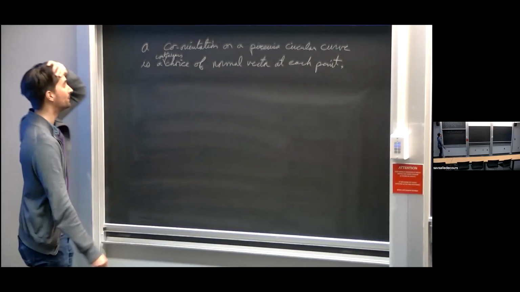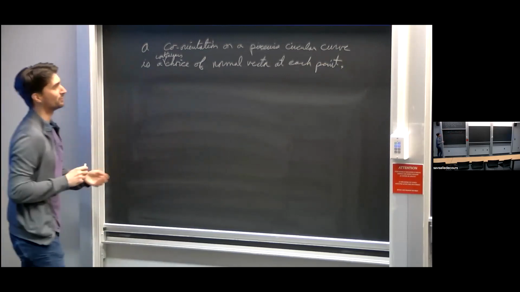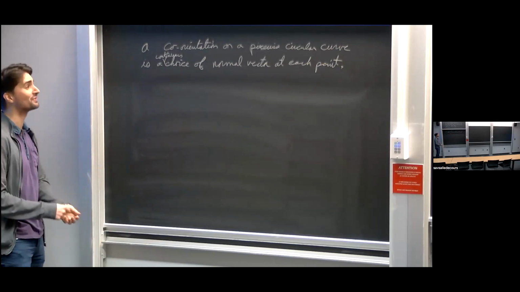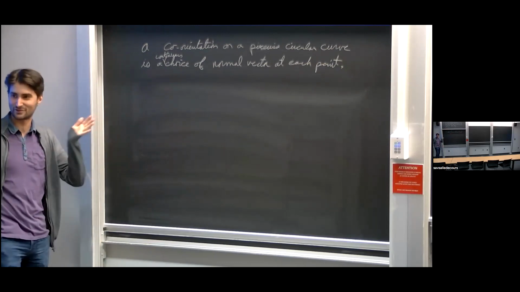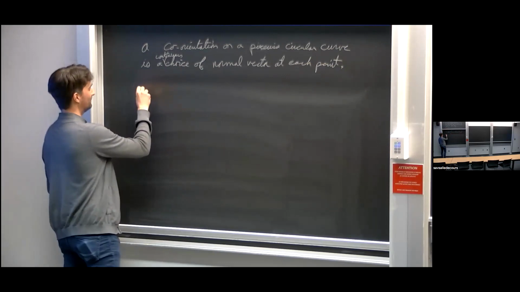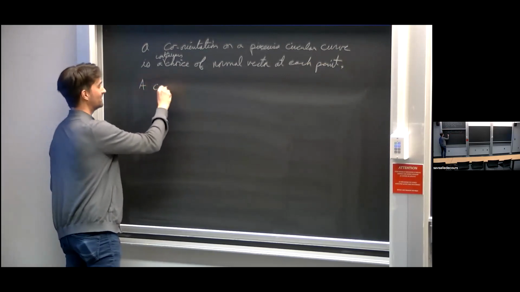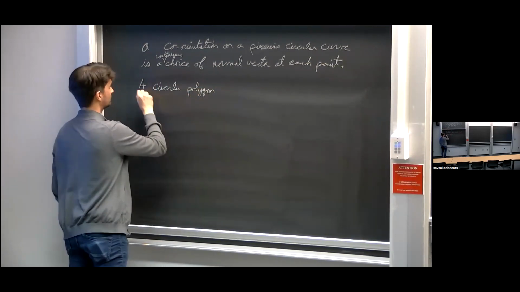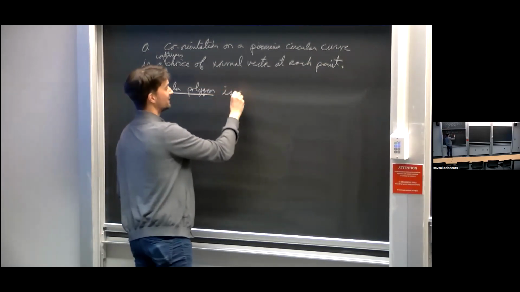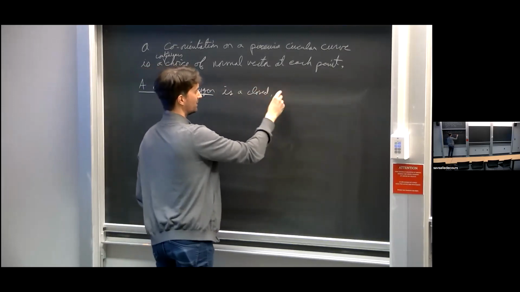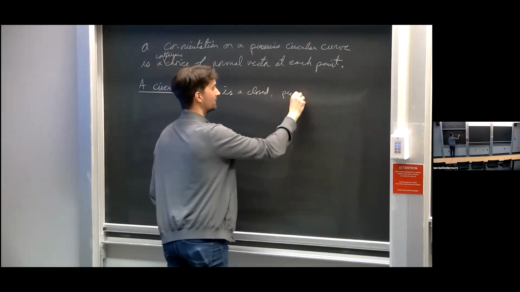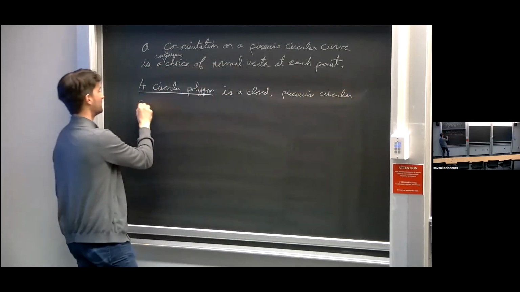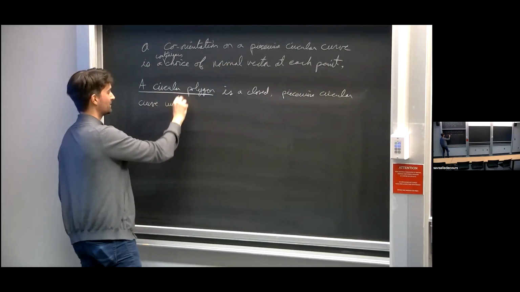Now, I don't want to write closed co-oriented piecewise circular curve with k circular segments a bunch of times, so I'll give a name to this. So a circular polygon is a closed piecewise circular curve with a co-orientation.